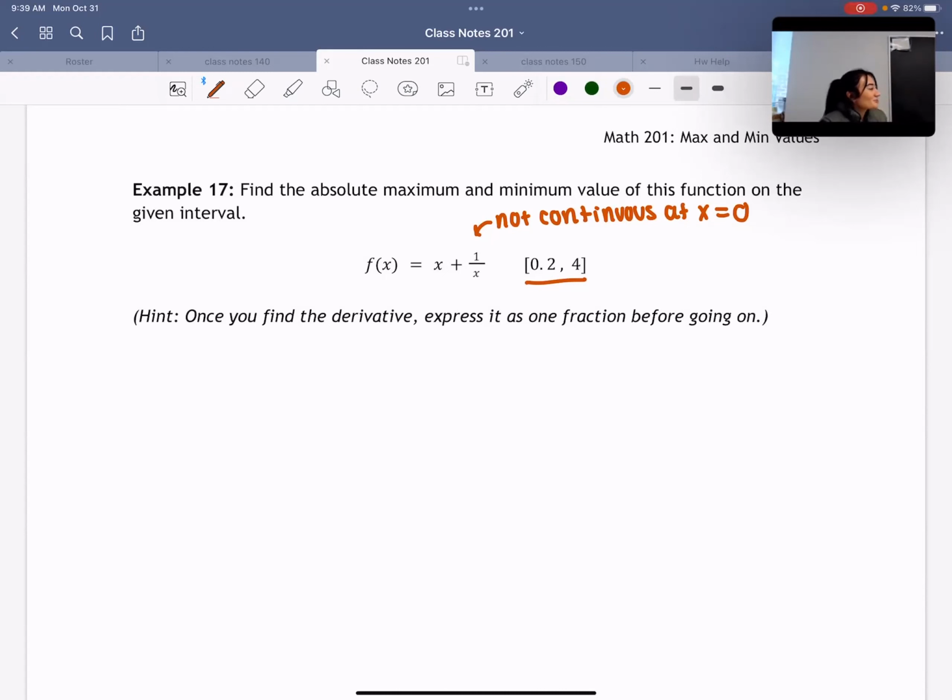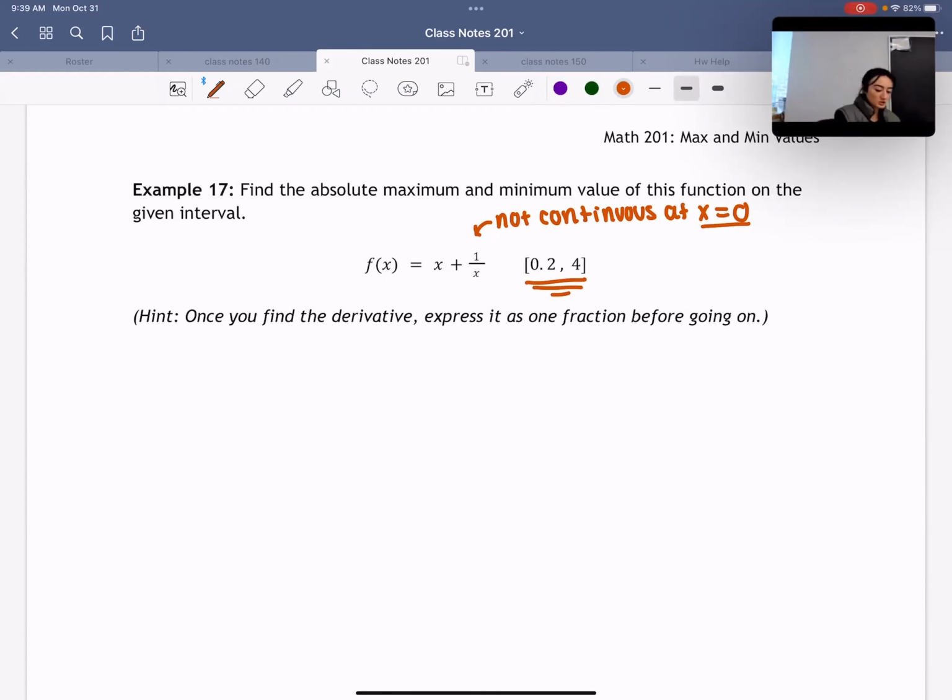Yeah, right. The discontinuity, or the one place where this function isn't continuous, isn't between 0.2 and 4. Okay, so because it's continuous everywhere else, even though I do have a discontinuity, we're looking at the interval where the function is continuous. So we can still do the function.